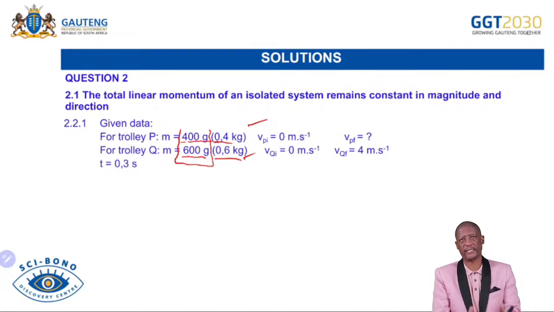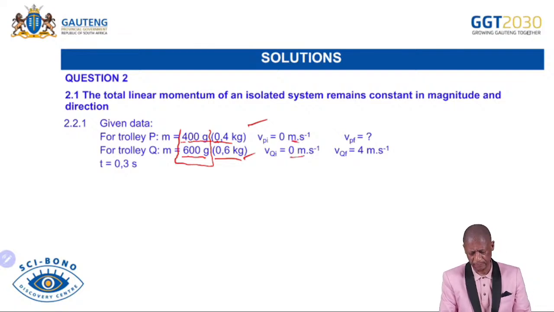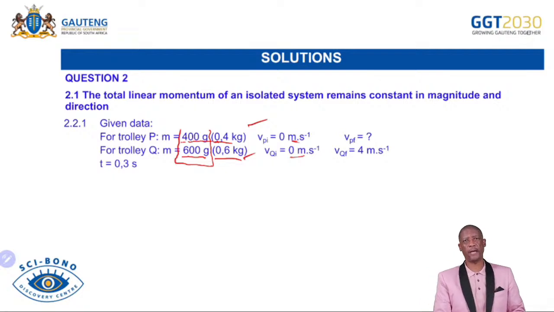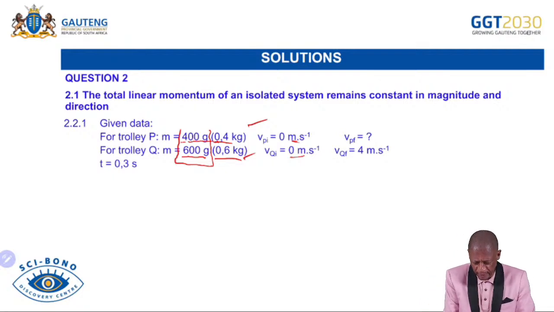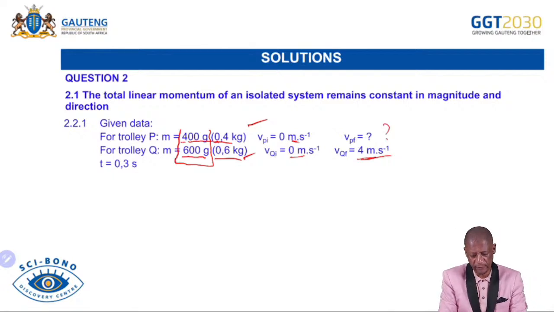When we start, initially, they are at rest, both of them, no motion. So in other words, the initial velocity of trolley P is 0, and trolley Q is 0. So they've got 0 initial velocity, both of them. And then the force was applied, then they move off together. Then the other one we're told, which is Q, is moving at 4 meters per second. And the other one, we don't know the velocity. We need to calculate the velocity.